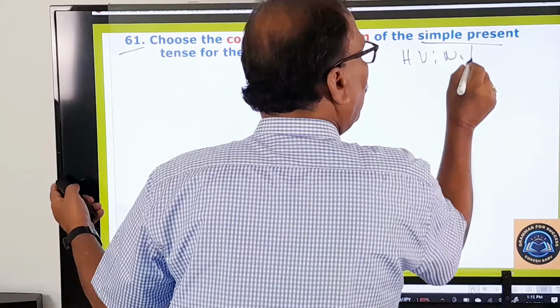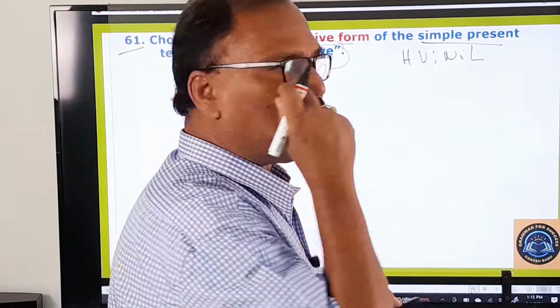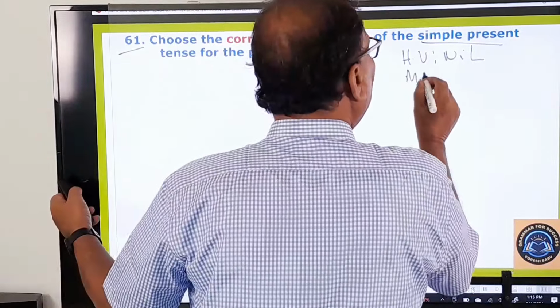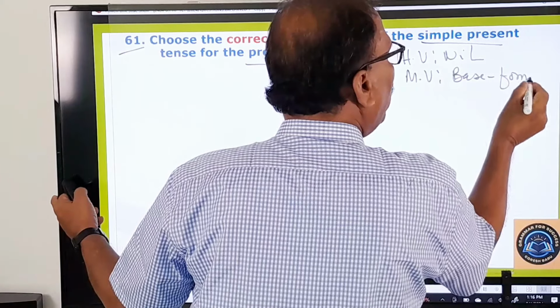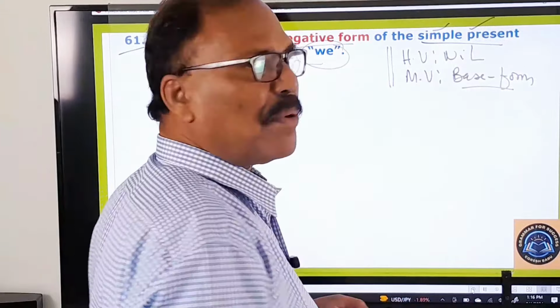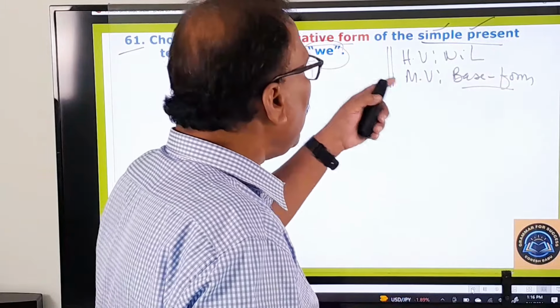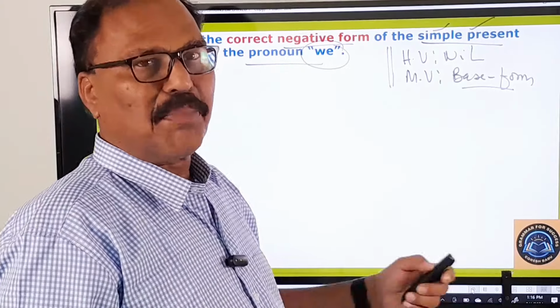Helping verbs nil, one point. No helping verbs are used in the simple present tense. That is the first point. And the second point here is the main verb used is a base form verb. So these two are called the main features of the simple present tense. And here the question is all about the negative form of the simple present tense.